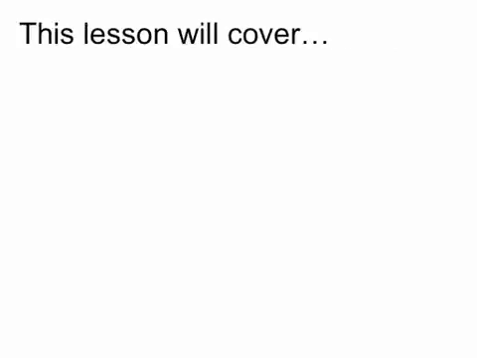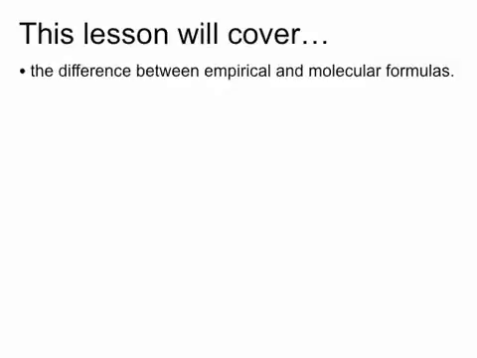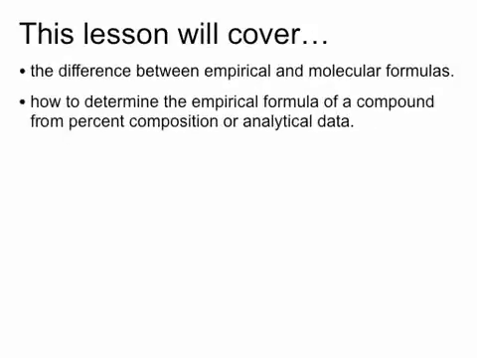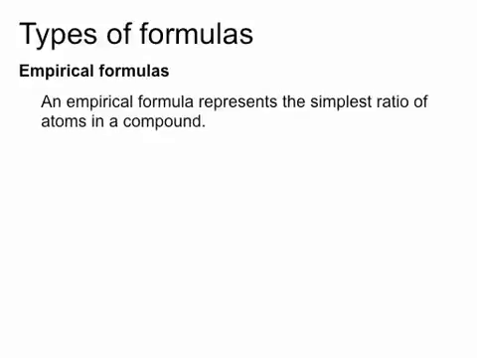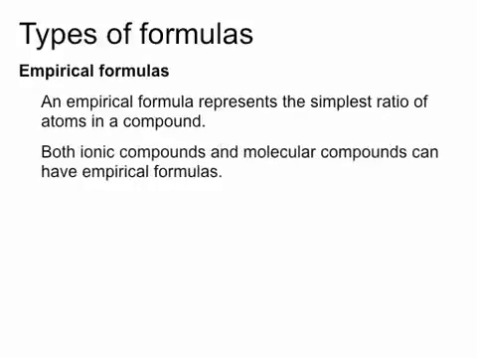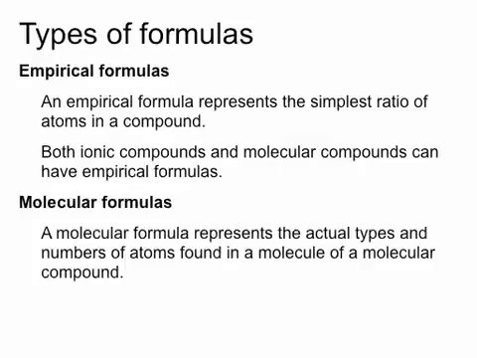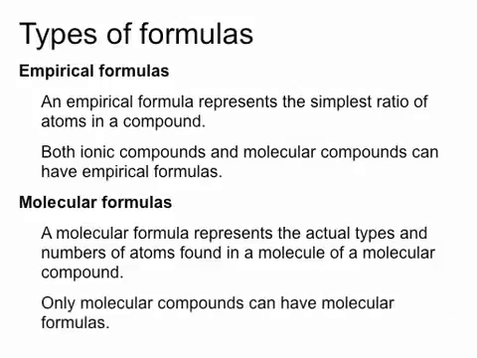In this lesson, we'll be covering the following: the difference between empirical and molecular formulas, and how to determine the empirical formula of a compound from percent composition or analytical data. There are two types of formulas that we encounter in chemistry. Empirical formulas are the simplest ratio of atoms in a compound. Both ionic compounds and molecular compounds can have empirical formulas. The other type are molecular formulas. A molecular formula represents the actual types and numbers of atoms found in a molecule of a molecular compound. Only molecular compounds can have molecular formulas.